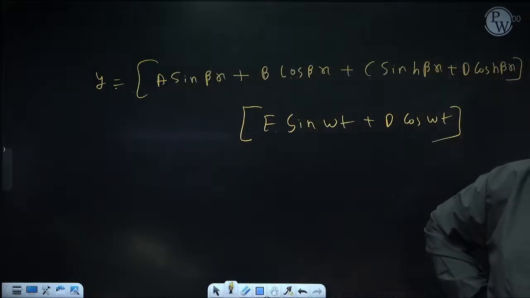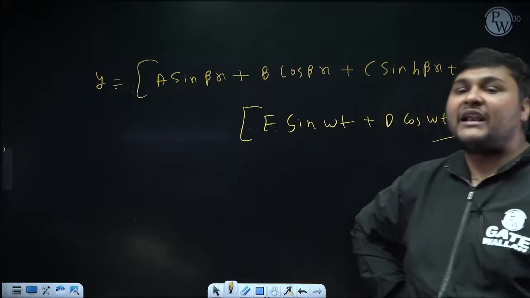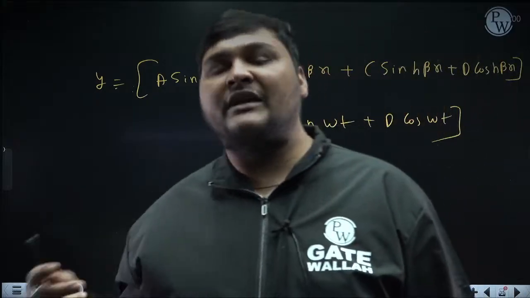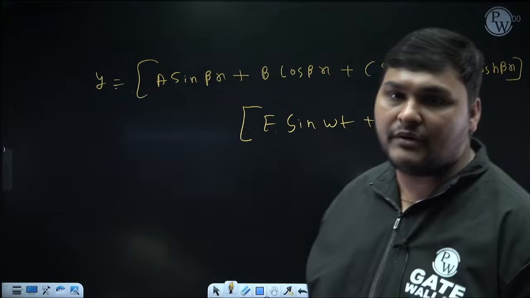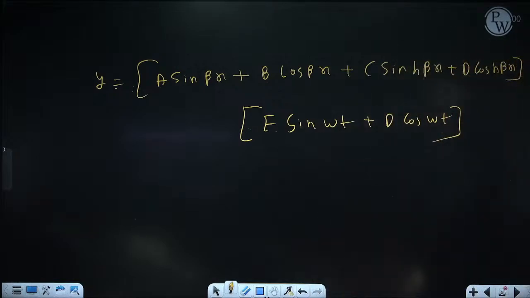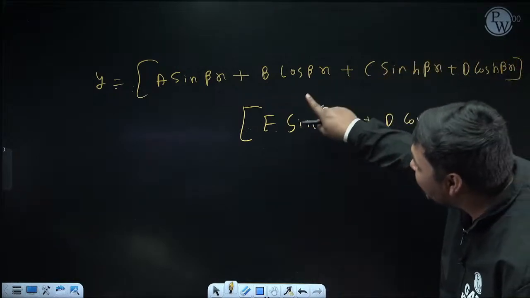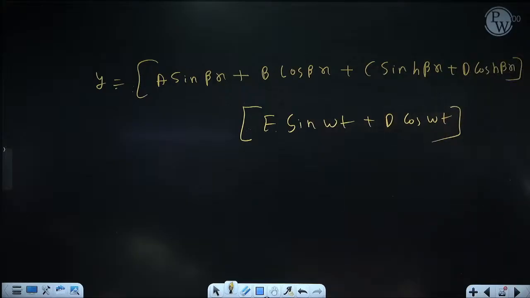Second, if a question is coming, sometimes the examiner will directly give the frequency equation, and if the frequency equation is given, you can directly calculate the frequency. But the examiner will never ask the question regarding finding the solution of this equation, because that is very lengthy. But here a question can come regarding boundary conditions.